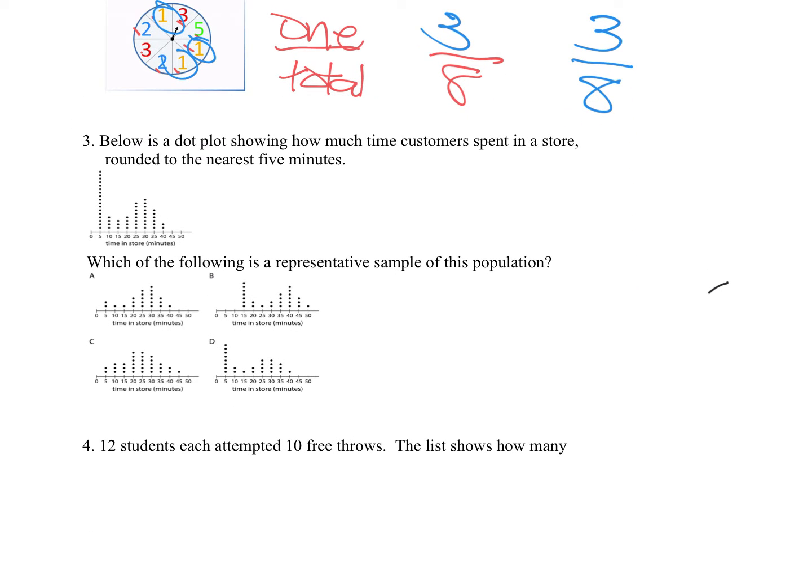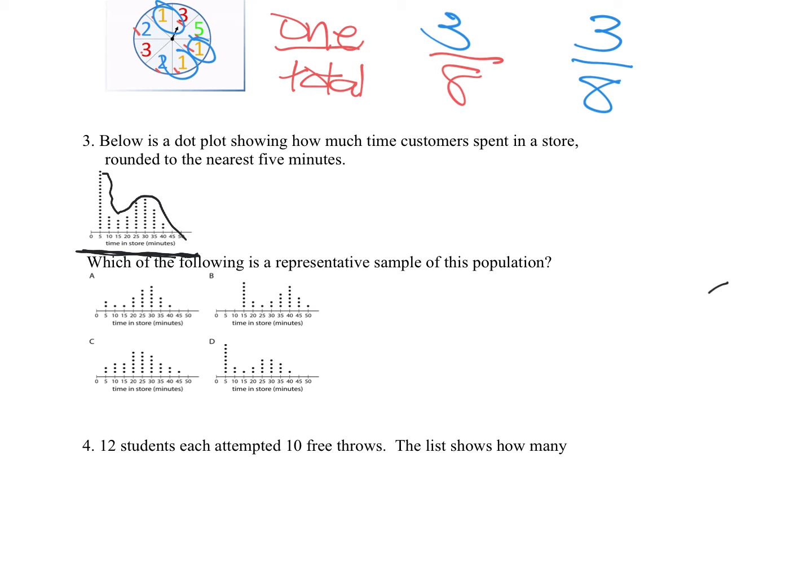All right. Number 3. Below is a dot plot showing how much time customers spent in a store, rounded to the nearest 5 minutes. So this first one is my original. This is my population right here. If you notice, it starts out really, really tall at the beginning, and then it drops down, and then it goes back up, and then down at the end. So tall, down, up, down.